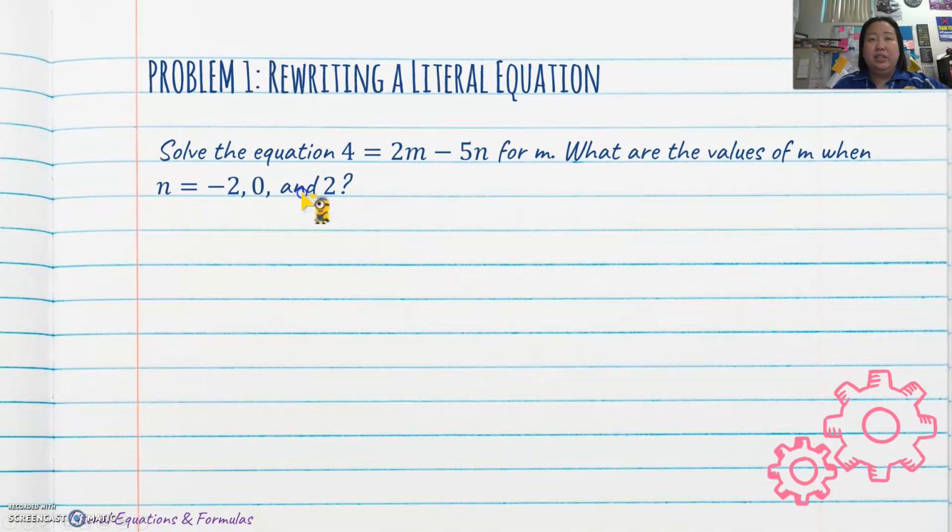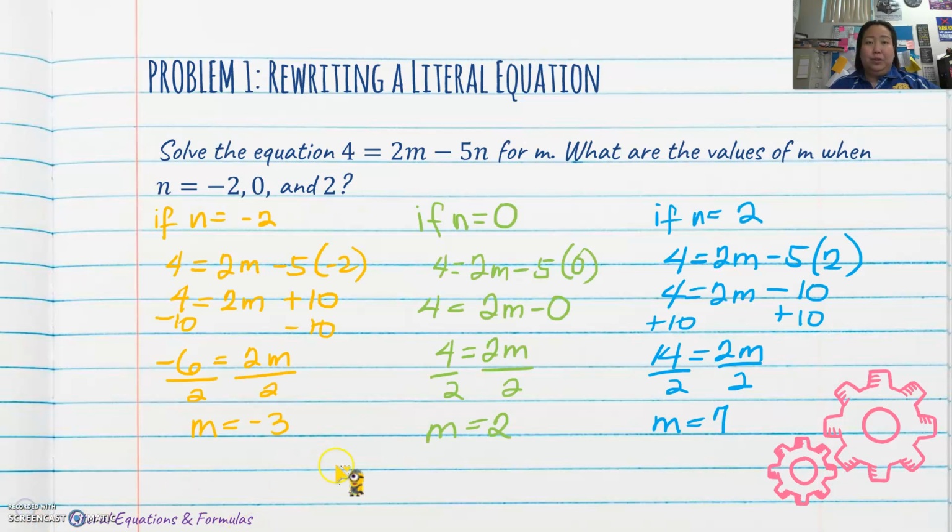In this case, we have the equation 4 equals 2m minus 5n, and we need to solve for the value of m. What will be the values of m if we replace n with -2, 0, and 2? Go ahead, try this one out and see what different values of m we can come up with. As you can see, the values of m differ when you replace n with different values.